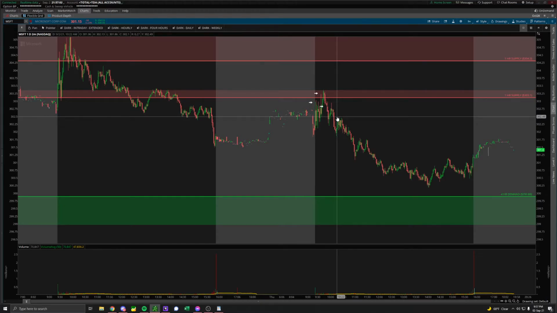And I was very confident in my analysis of the overall market. So these little bounces, I'm not worried about them at all. They're actually good add spots if you want to add into your winners.